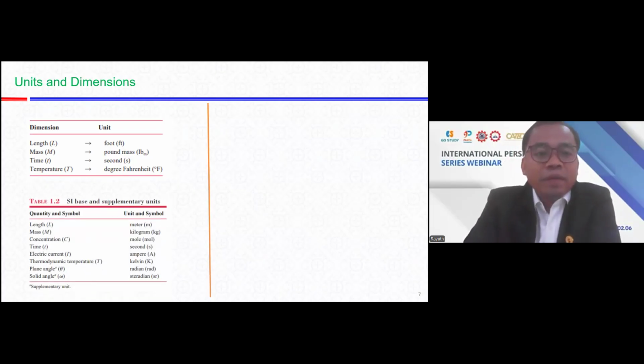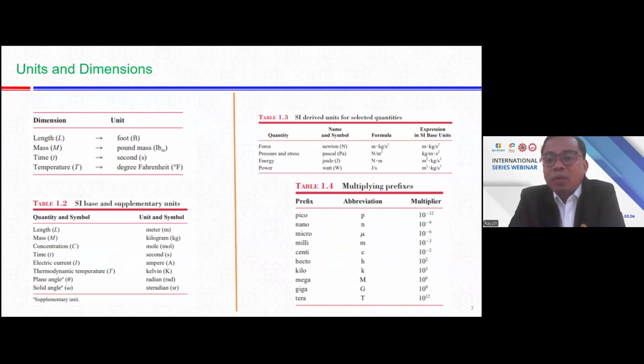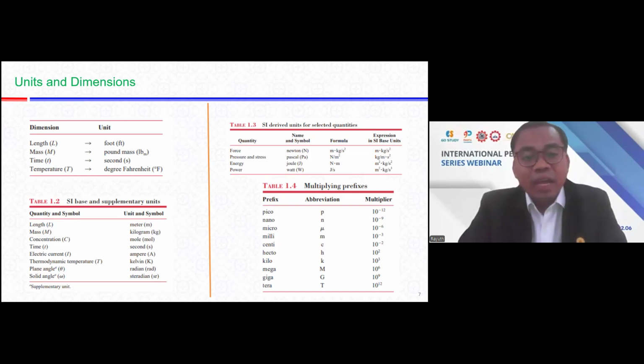And as I mentioned, some of the data we look at include electrical current, thermodynamic temperature, plane angle and solid angle. And we have other quantities like force in Newtons, pressure, stress, energy, and power. I also have some multi-prefixes like pico, nano, micro, milli, centi, hecto, kilo, mega, giga, and tera. Before we start to calculate, we have to understand and be clear about the unit.